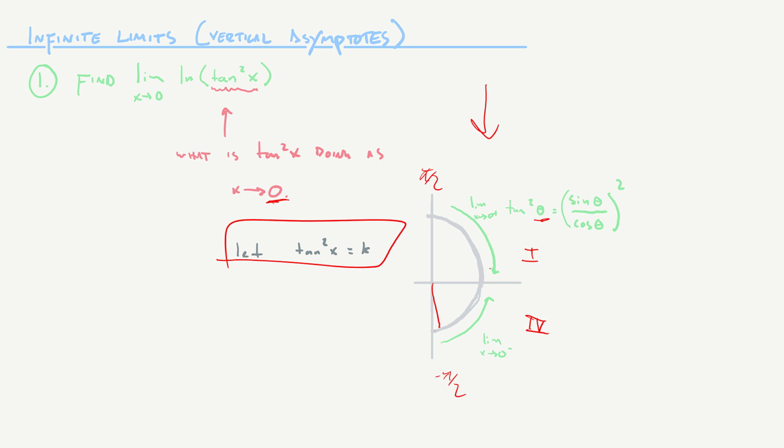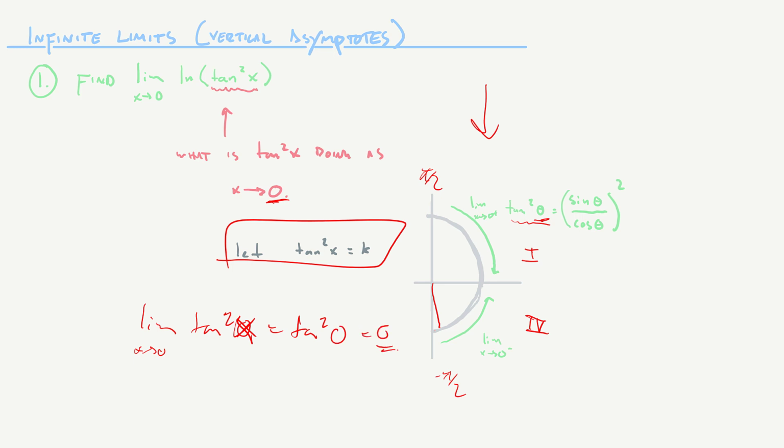Let's take a look at what's happening to tangent squared x as we approach 0 from the left and from the right. The first thing we know, and I already wrote this, is that our limit is actually 0. It's a continuous function, so we're just using direct substitution to get 0.